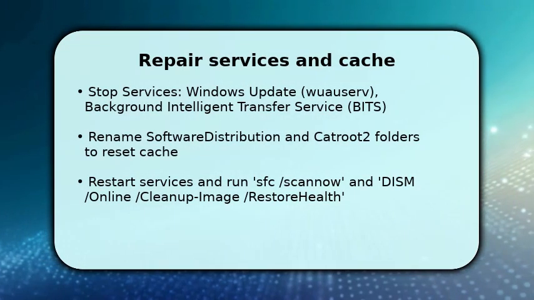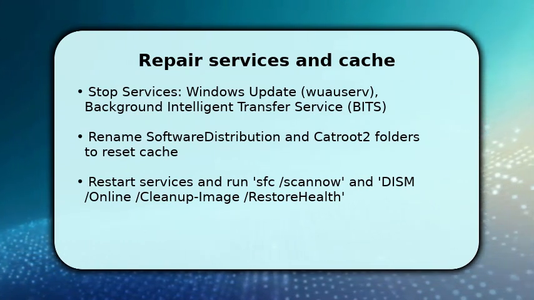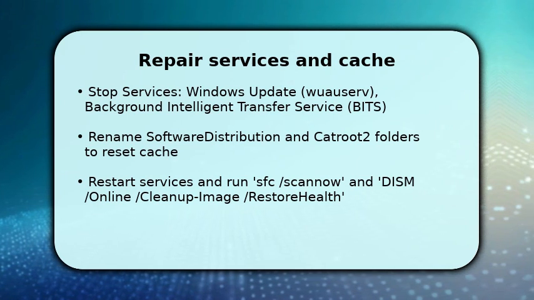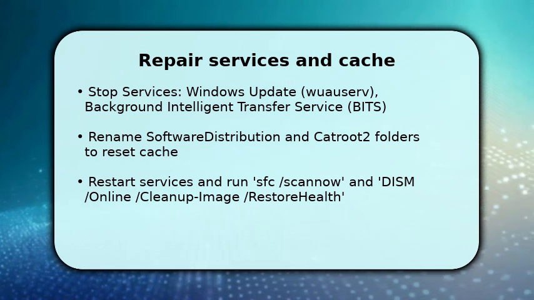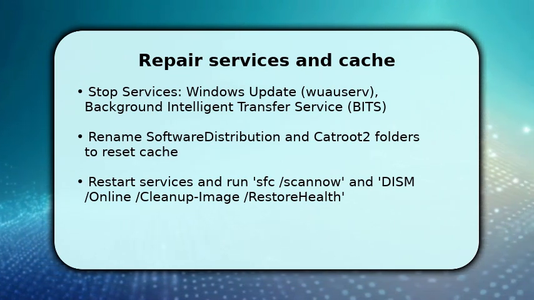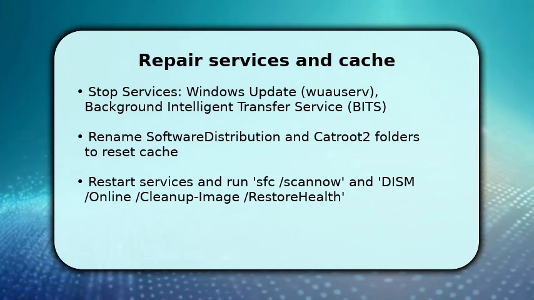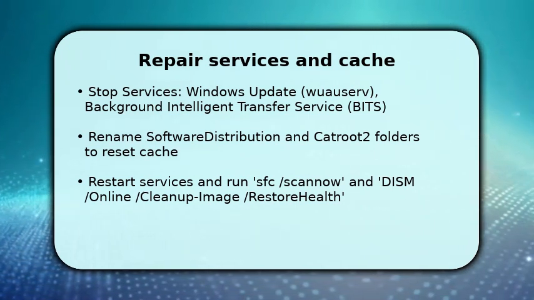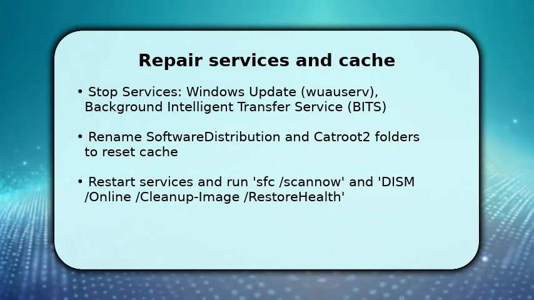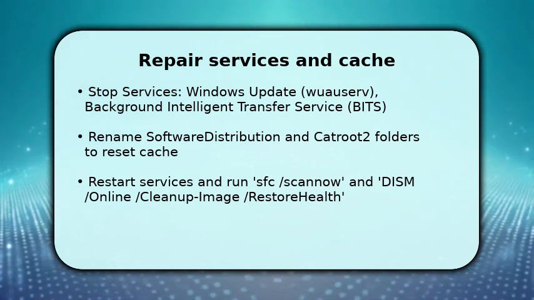Now you'll perform the more detailed fixes that address corrupted caches and service issues. Open an elevated command prompt or PowerShell, stop WUSERV and bits so files aren't in use, then rename SoftwareDistribution and catroot2 to force Windows to rebuild update data. Restart those services, then run sfc /scannow to repair system files. Follow with dism /online /cleanup-image /restorehealth to fix the component store. These steps heal underlying corruption and make sure updates can download and apply correctly, so reboot after they finish.